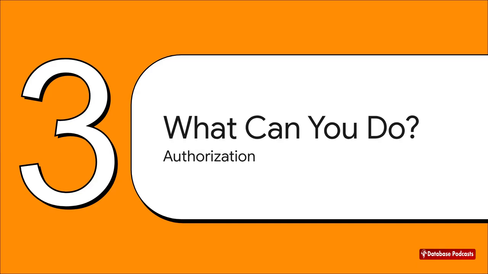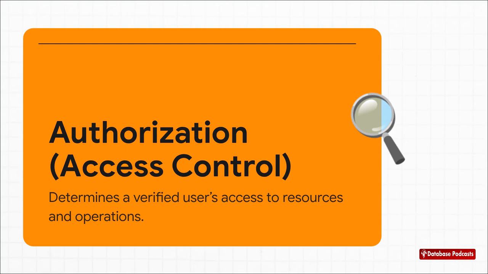Okay, so your keycard worked. You're in the building. Awesome. But does that mean you can just roam free and open any door you see? Of course not. This next piece of the puzzle, figuring out which rooms you're allowed to enter and what you can do in them, is authorization. Exactly. Authorization, or as it's often called, access control, is what happens after you've been authenticated. At this point, the system knows who you are. Now it needs to know what you're allowed to do.